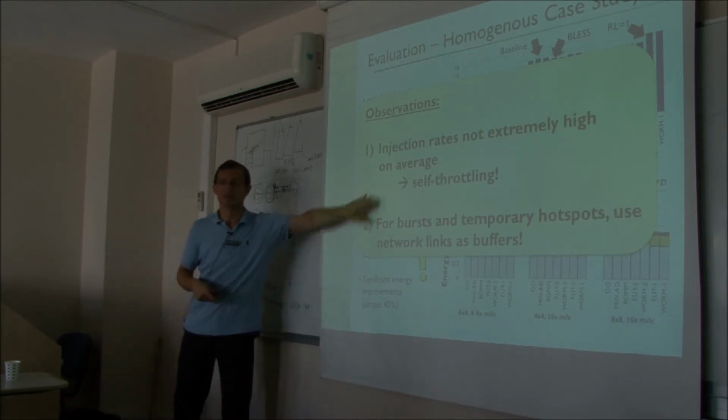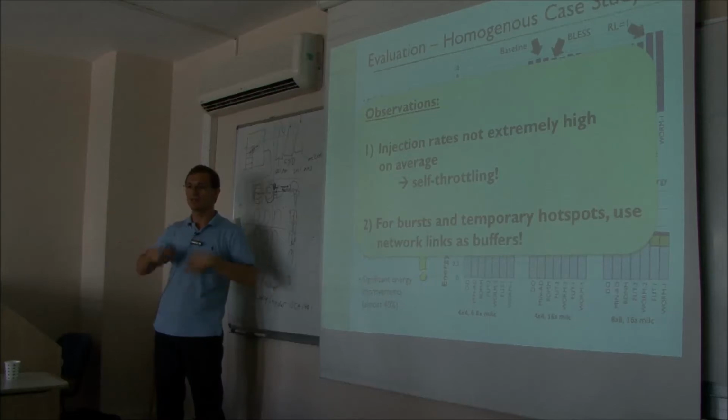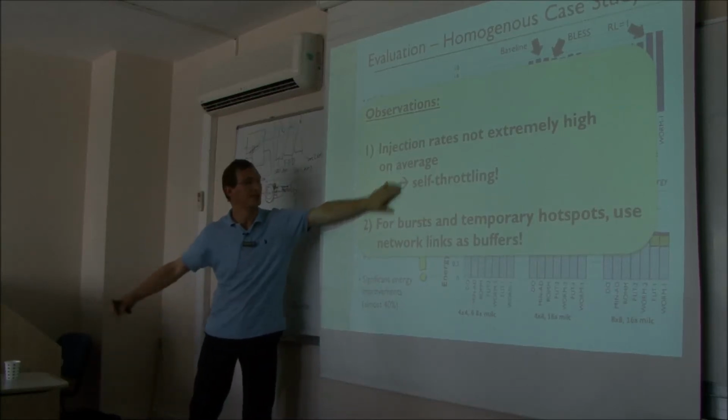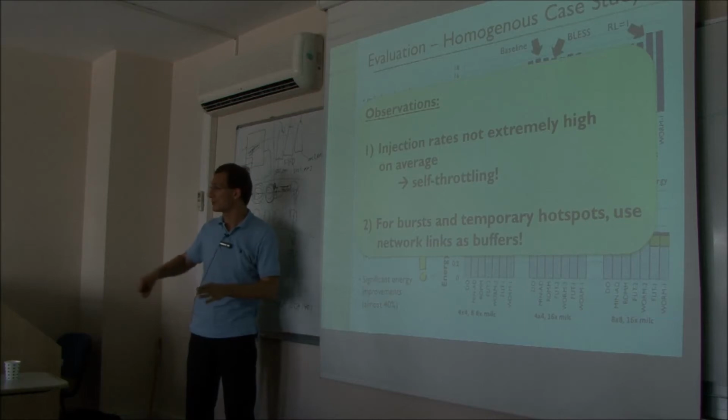These processors, at some point, need to stall. They do not keep injecting into the network. And the L1 caches actually filter the traffic. And for bursts and temporary hotspots, the bufferless routing uses network links as buffers. So you get some adaptivity benefits because of bufferless routing.